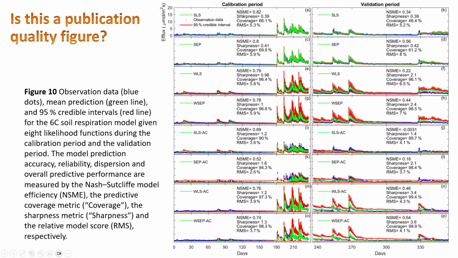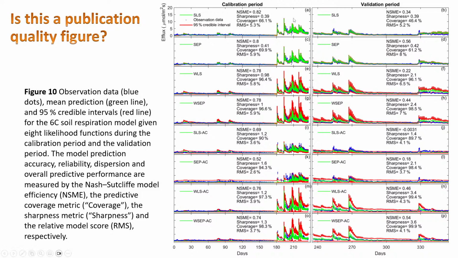So now with this figure and this caption, if you understand these terms, like what model efficiency means, what predictive coverage means, now you can compare. It will take you some time to read it and to be able to compare different likelihood functions on the model prediction. Yeah. Okay. So now this will tell you a story. If you're reading this manuscript, you will look at this figure and it will tell you a story.